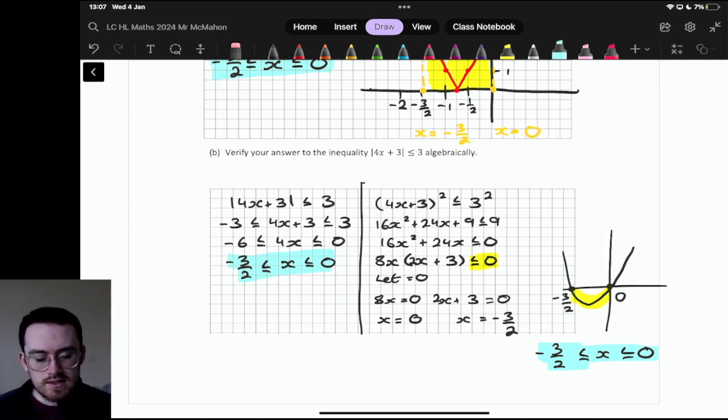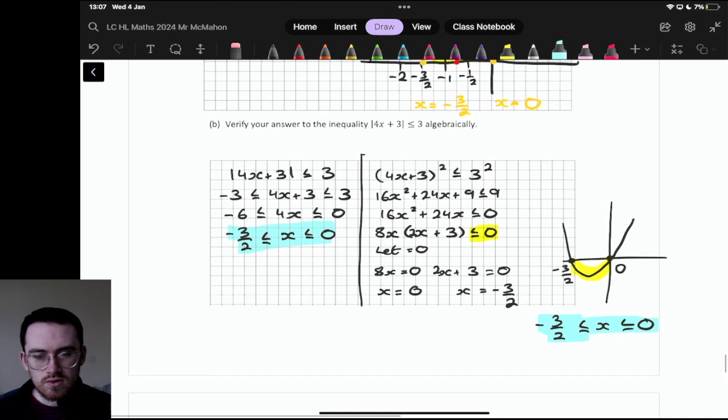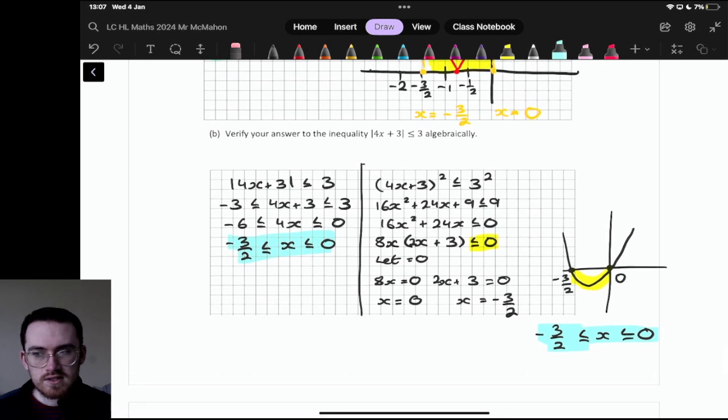But that is the last question. So hopefully these have made some more sense, I suppose, and we can have another look through it then.